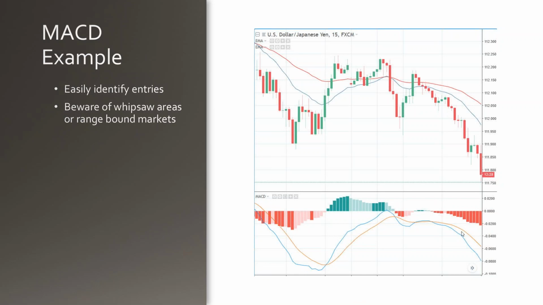I'm sorry, I forgot to tell you about the whipsaws on the MACD. You do have whipsaws. In other words, when your moving average is going sideways, you can see that the MACD may get you in and then it's going to reverse on you. That's going to be a whipsaw or a range bound market.